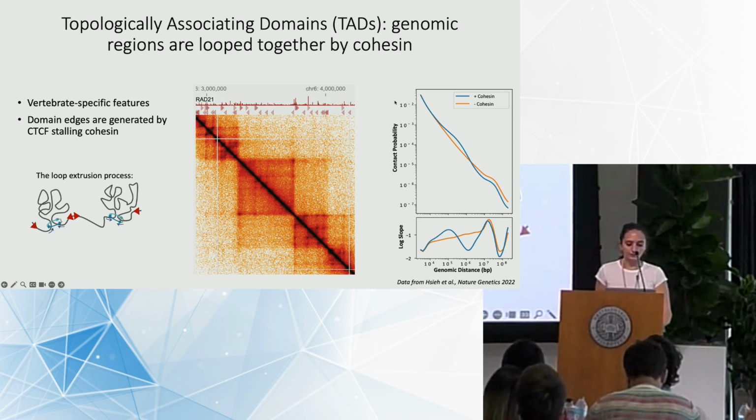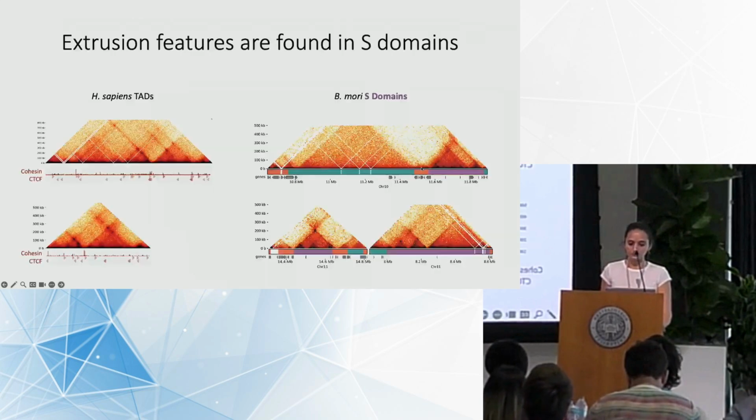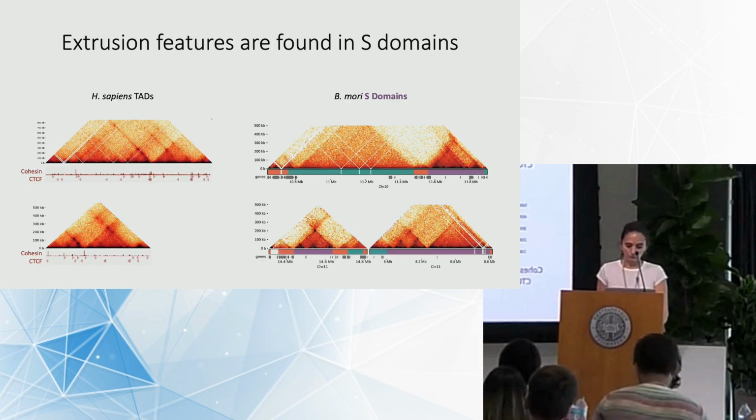And if you look at the contact decay from Hi-C maps in which cohesin is present or absent from mouse embryonic stem cells, you can observe when cohesin is present this characteristic shoulder in the contact probability decay that then goes away when cohesin does. So do we see features like this in the Bombyx mori map? We do, specifically within S.